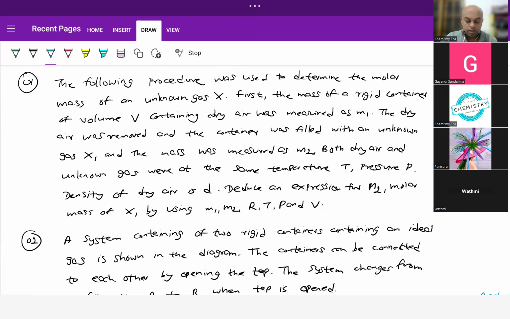The following procedure was used to determine the molar mass of an unknown gas X. First, the mass of a rigid container of volume V containing dry air was measured as M1. You may copy this question down and do it. The dry air was removed and the container was filled with an unknown gas X and the mass was measured as M2. I will repeat the question again.